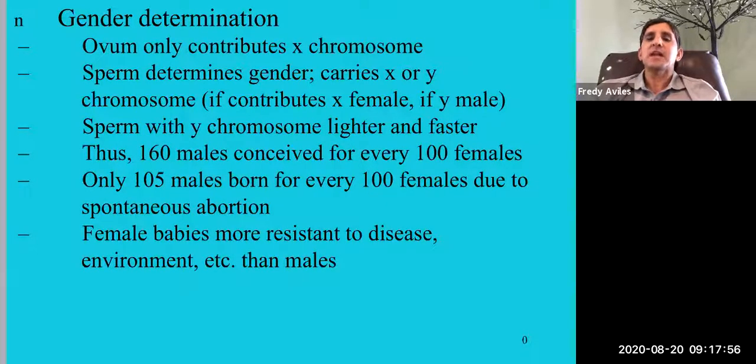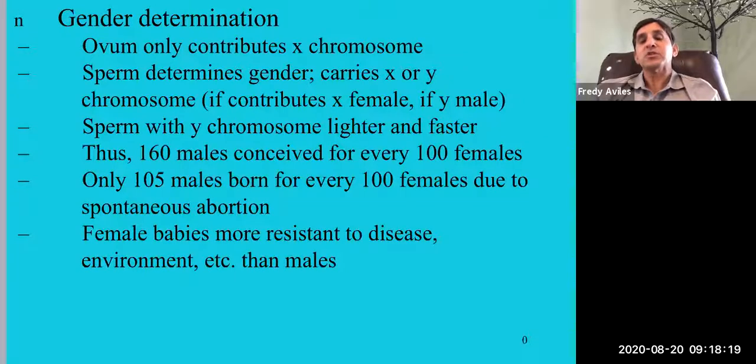What that means is that when the sperm fertilizes the ovum and you get a zygote, about 160 will be male and about 100 will be female. So basically you'll get 1.6 males for every one female.